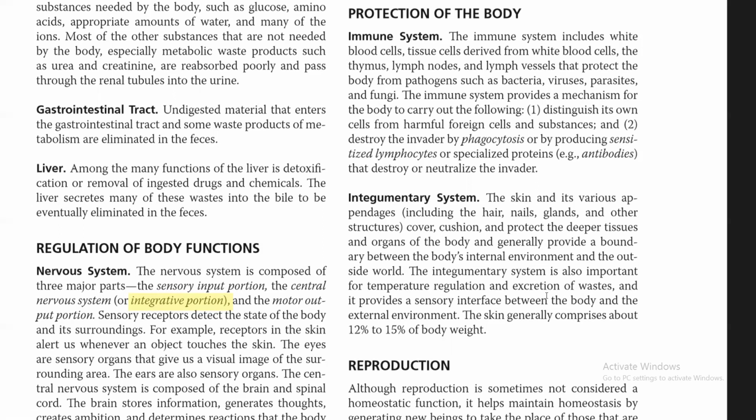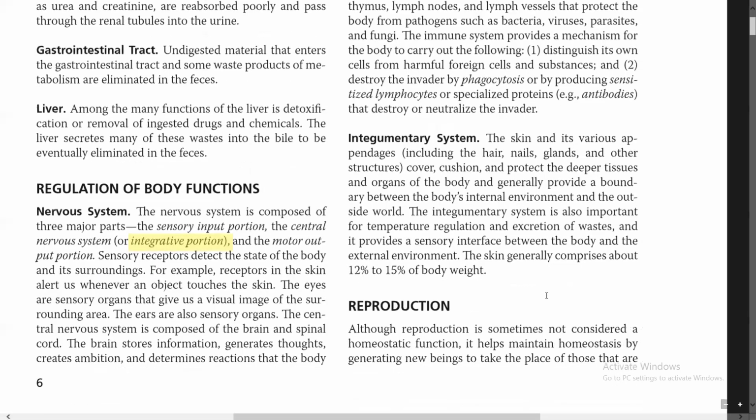So next, the integumentary system. The skin and its various appendages, including hair, nails, glands, and other structures, cover, cushion, and protect the deeper tissues and organs of the body. Generally, they provide a boundary between the body's internal environment and the outside world. The integumentary system is also important for temperature regulation and excretion of waste, and it provides a sensory interface between the body and the external environment. The skin generally comprises about 12 to 15% of the body weight. So this is how they protect your body.